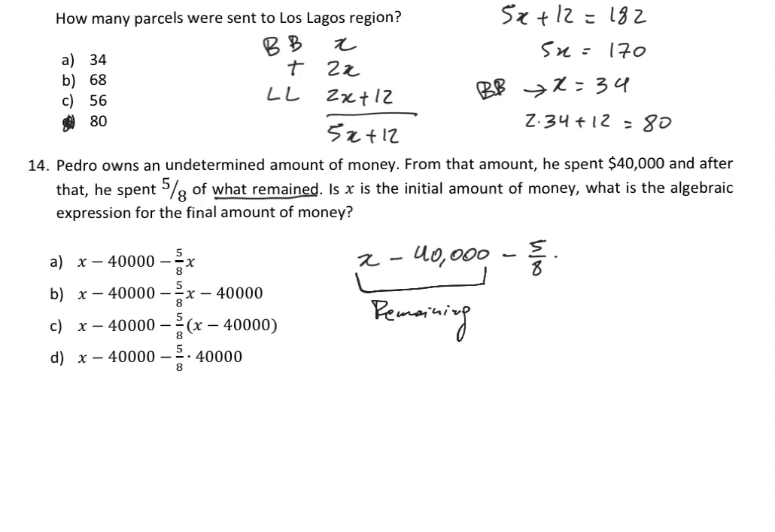Because X is the initial amount, and then he spent some money out of it. So X minus 40,000. We need brackets because we are multiplying something which is one thing conceptually. And there it goes. Very easy, very simple. So the answer is C.